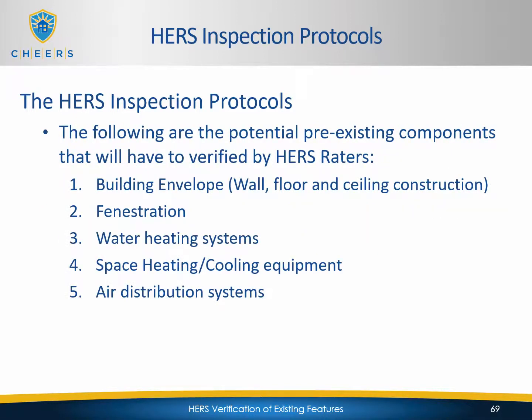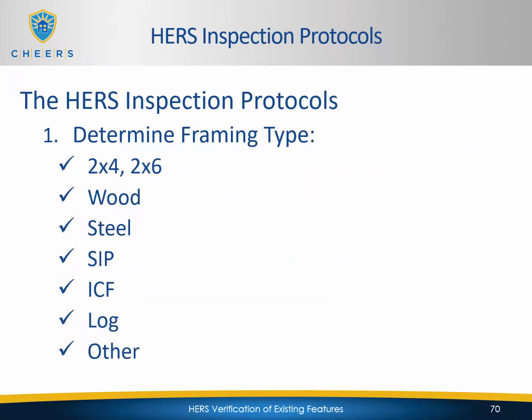The following are the potential pre-existing components that will have to be verified by the HERS raters for the purpose of these inspections. You have the building envelope, that includes walls, floors, and ceiling construction, fenestration, water heating systems, space heating and cooling equipment, and air distribution systems. So first of all, as far as the construction goes, you want to determine the framing type: 2x4, 2x6, is it wood, steel, SIPs, ICF, logs, or any other type of construction.